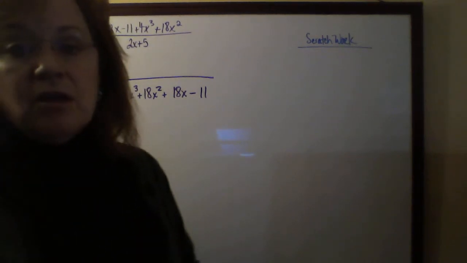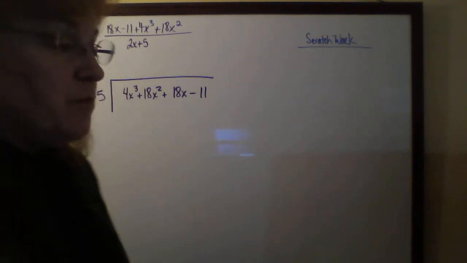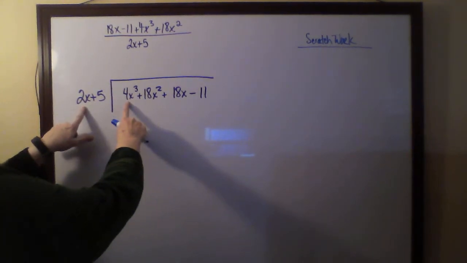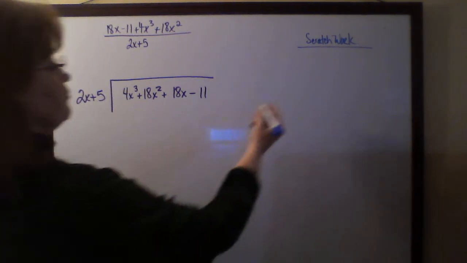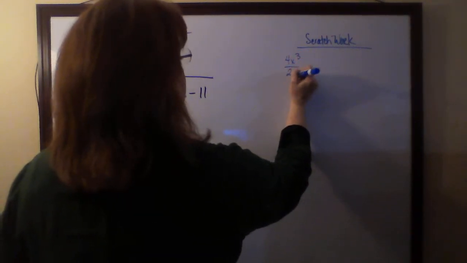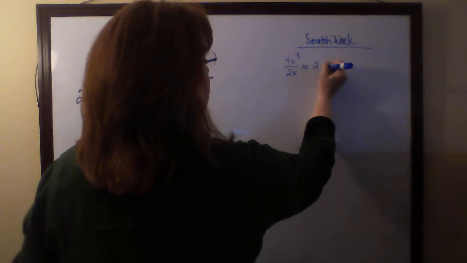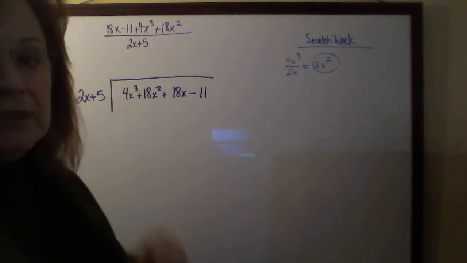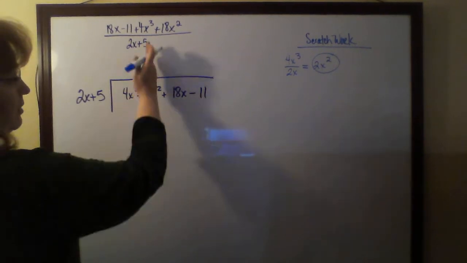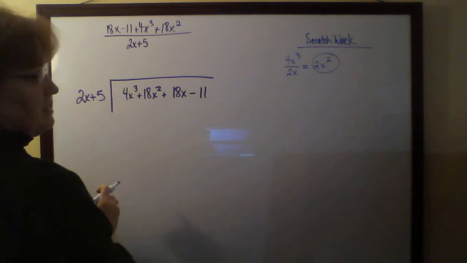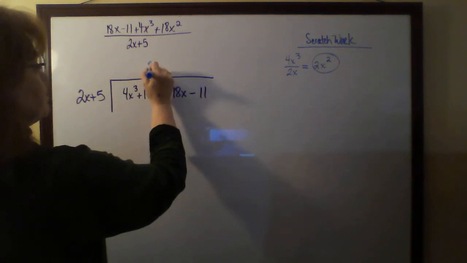So let's start with division. And remember, we're taking the first term on the left here and dividing by the first term on the left here. So 4x to the third divided by 2x will give us 2x squared. I'm going to circle it because it's going to go up top. It's going to go in the column of degree 2, so it needs to go above the 18x squared. So 2x squared goes here.